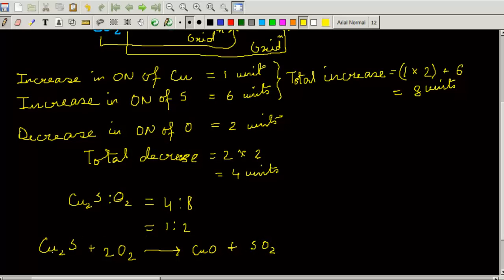We have 2 copper on the left hand side. So on the right hand side we will get 2 copper oxide, and then 1 sulfur on the left hand side, so we will get only 1 sulfur dioxide. Now check the left and right hand side, all the atoms are balanced, so this is the balanced chemical reaction of the given reaction.